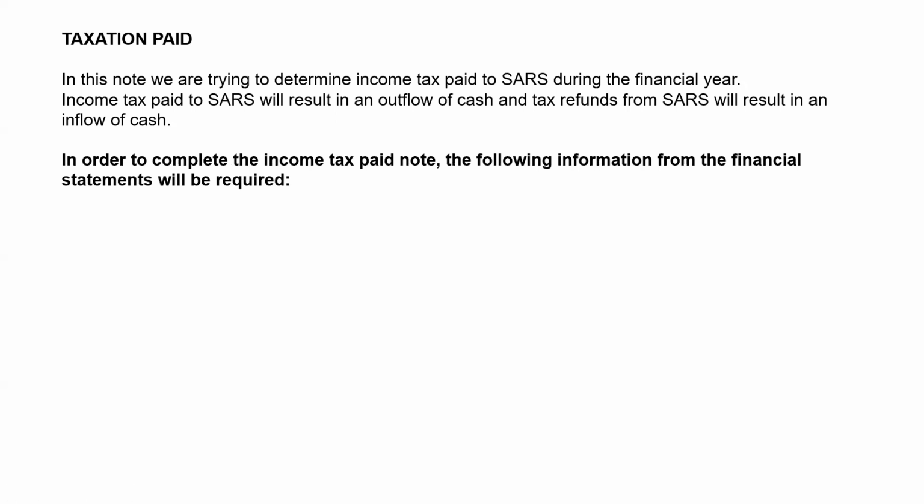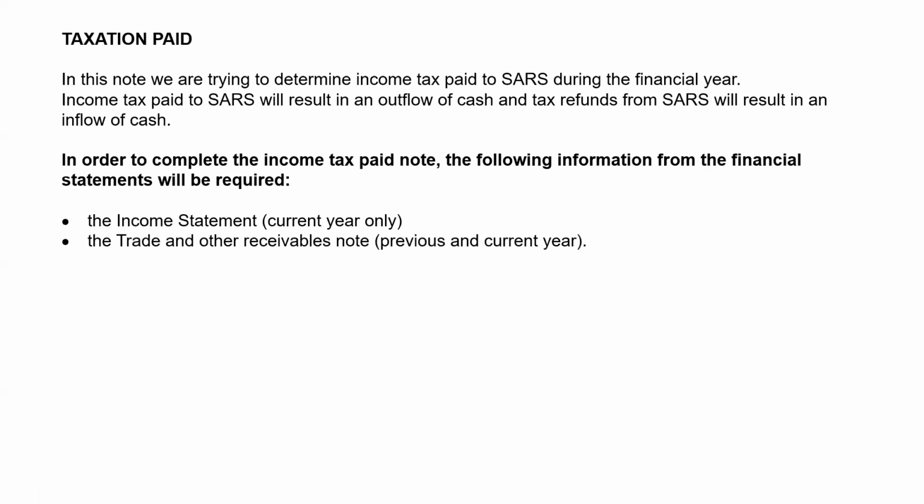In order to complete the income tax paid note, the following information from the financial statements will be required. We will need the statement of profit or loss, i.e. the income statement for the current year only. The only item we are looking for here will be the income tax expense, which is normally the second last row in your statement of profit or loss. And then you will need the trade and other receivables note for the previous year and the current year. You will also require the trade and other payables note from the previous year and the current year.